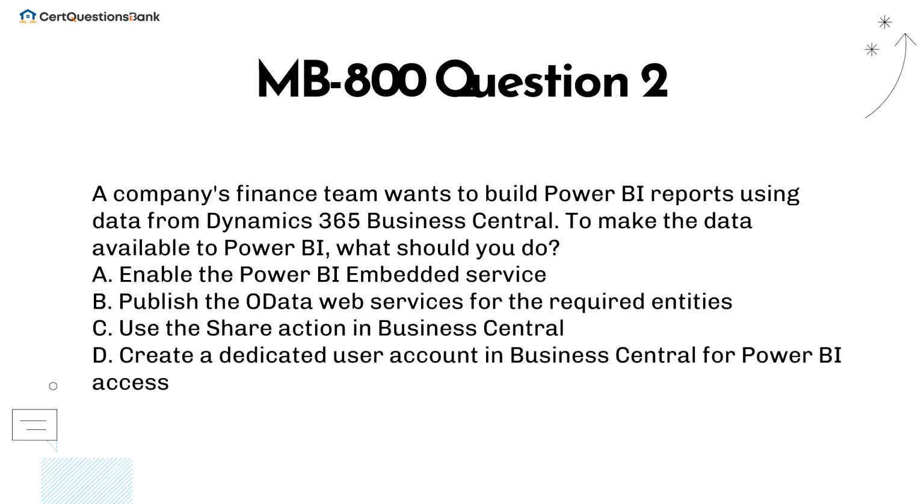A company's finance team wants to build Power BI reports using data from Dynamics 365 Business Central. To make the data available to Power BI, what should you do? A. Enable the Power BI embedded service. B. Publish the OData web services for the required entities. C. Use the share action in Business Central. D. Create a dedicated user account in Business Central for Power BI access.